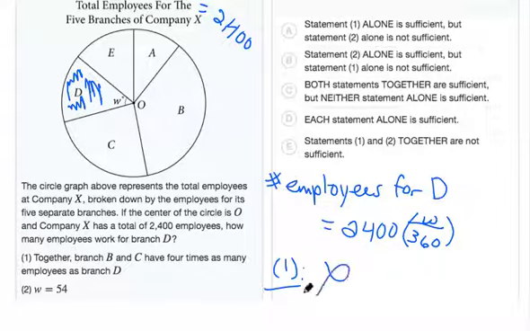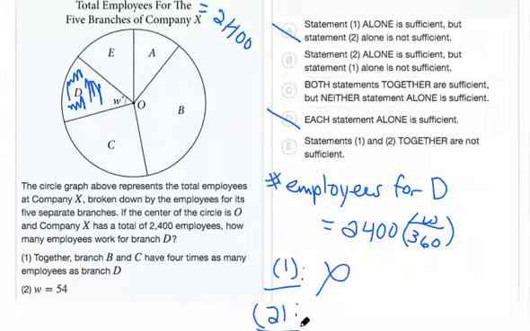And we're just not given that amount of information here. So it's not worth trying to interpret that into an equation. We're just not given enough information to do anything with it. So statement 1 alone is not sufficient, and we can eliminate answer choices B and D. And we can move on to statement 2.